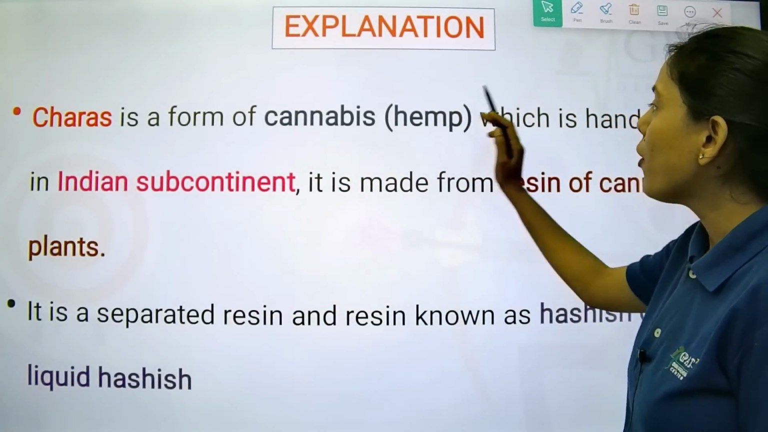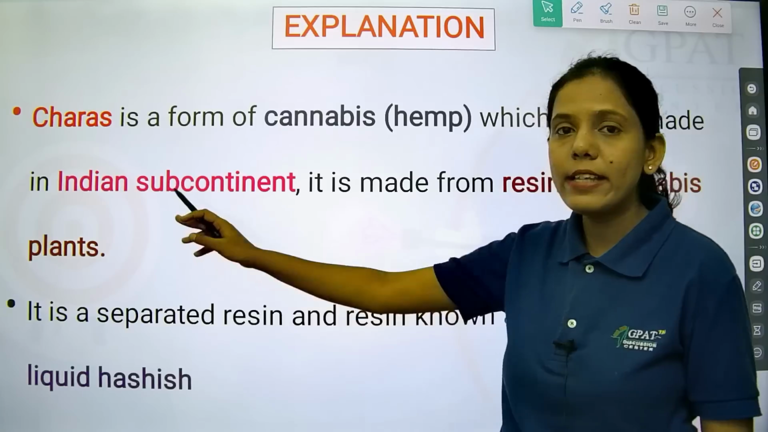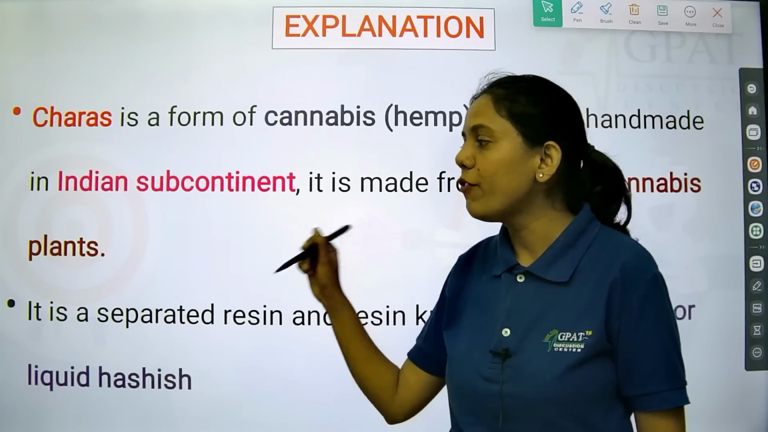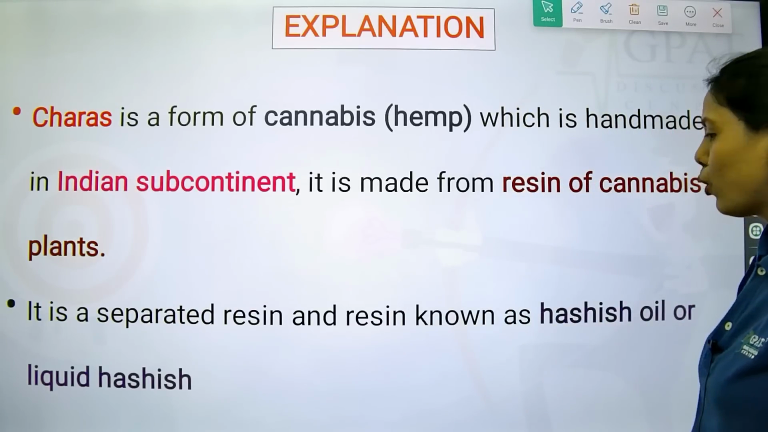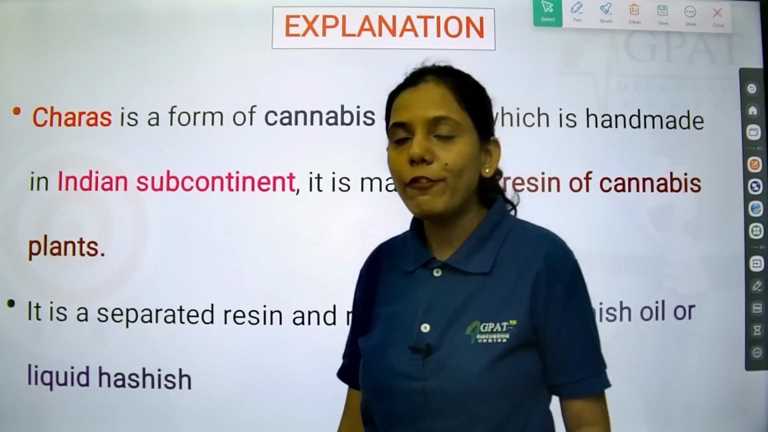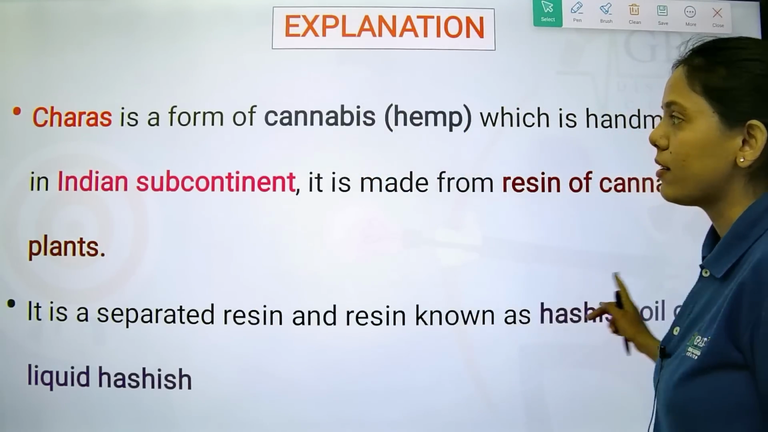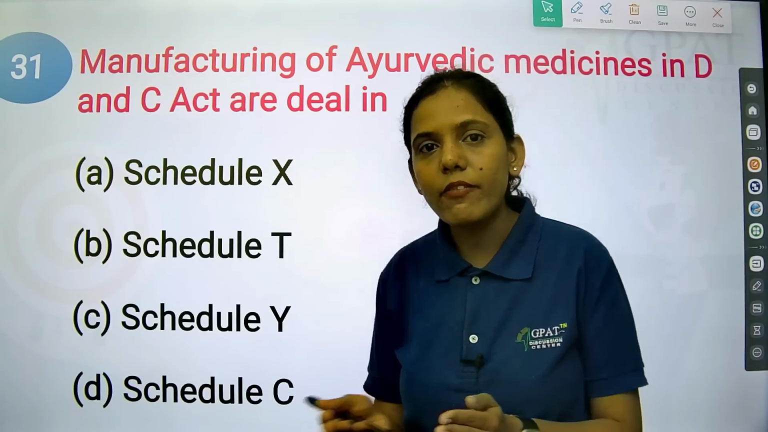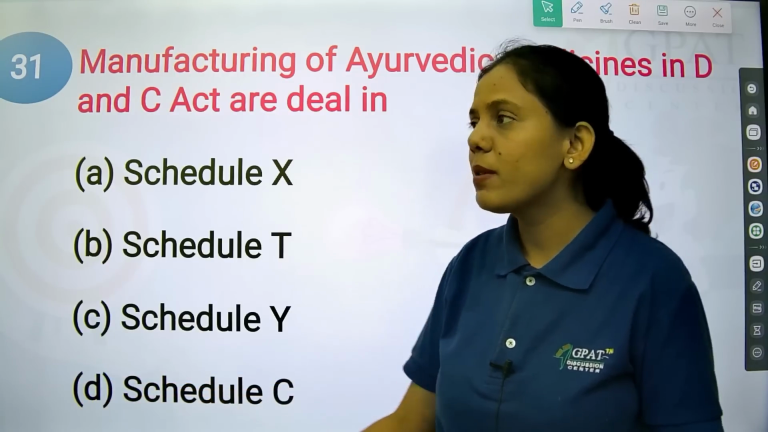Charas is a form of cannabis, which is hemp, and it is handmade in the Indian subcontinent. It is made from the resin of cannabis plants. It is a separated resin, and it is also known as hashish oil or liquid hashish because its form is in the oil form, the liquid form or the resin form. That is nothing but charas. Bhang is obtained from the leaves. These parts are very important: charas is nothing but resin, bhang is nothing but leaves. So remember this part.